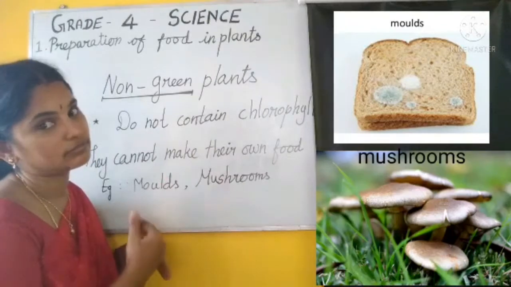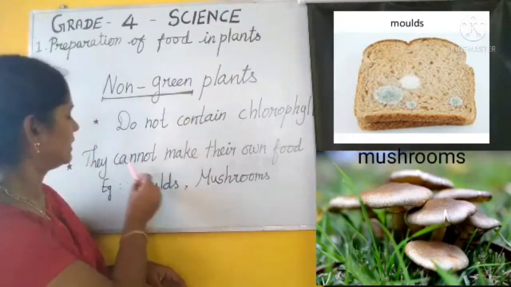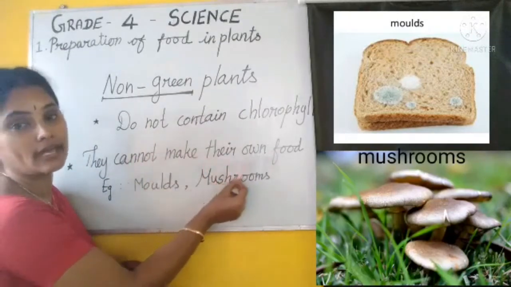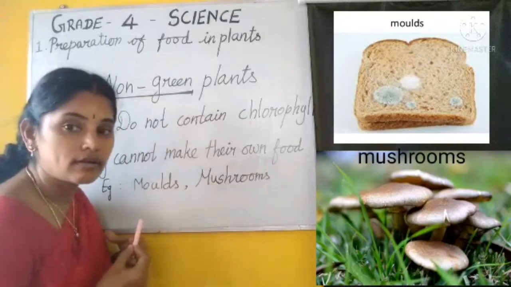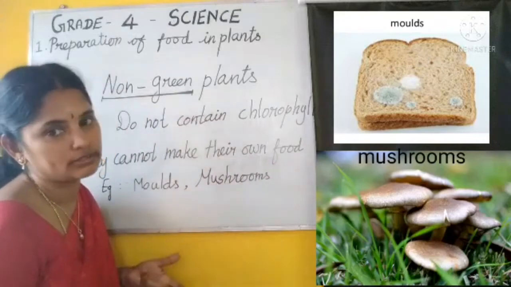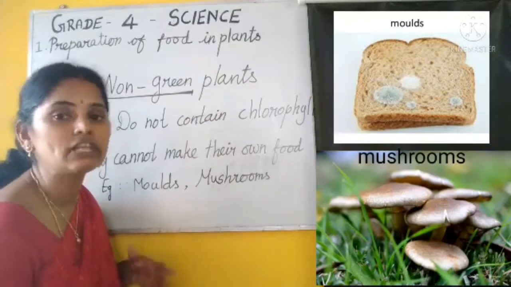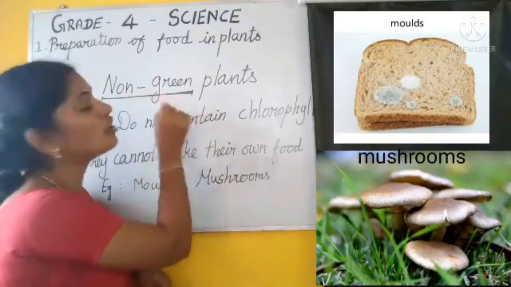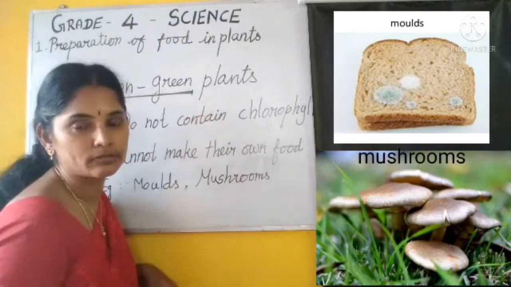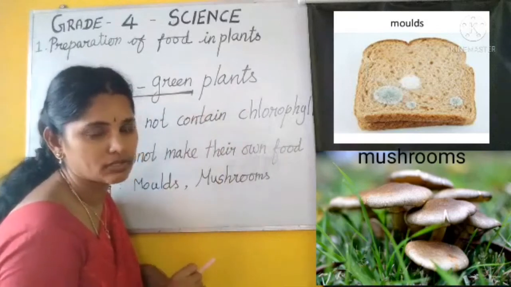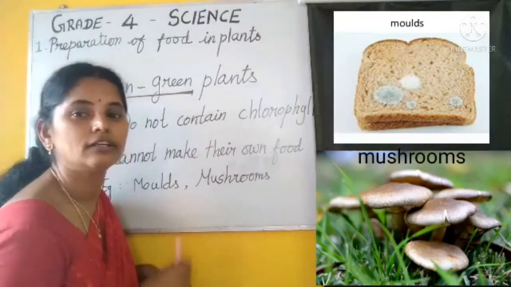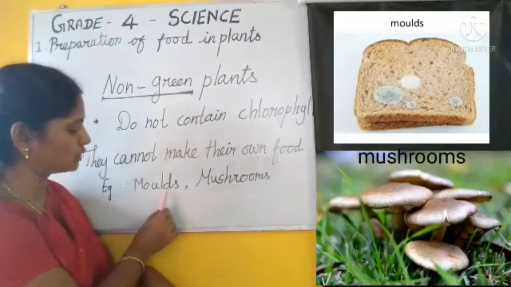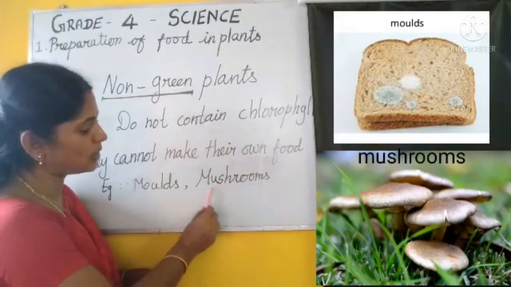Because they have no chlorophyll, they cannot make their own food. They cannot make their own food because they do not have chlorophyll. So that is why they come under the non-green plants group. Which plants are these, miss? Examples are molds, M-O-U-L-D-S, molds and mushrooms.